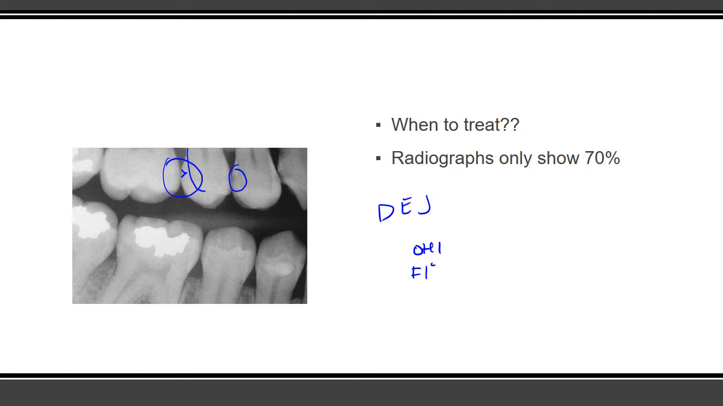Another thing is that radiographs do not show 100% of the caries. They only show approximately 70%. It's based on how much the tooth has demineralized from the decay. So you can expect whatever you see on the radiograph to be much bigger clinically once you open it up. So you can't be too conservative when diagnosing with radiographs, because the radiograph doesn't show everything. It's not perfect.